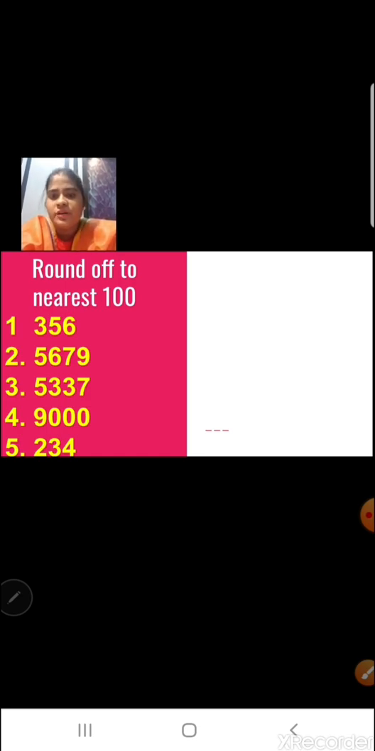Come on. First rule, if we are going to round off to the nearest 100, we have to look at the tens place. If in the tens place it is 4 or less than 4, you have to put 0 in tens and ones place, and the hundreds place will not change. If the number in the tens place is 5 or more than 5, still we have to put a 0 in the tens and ones place, but the hundreds place will change. We have to add 1.